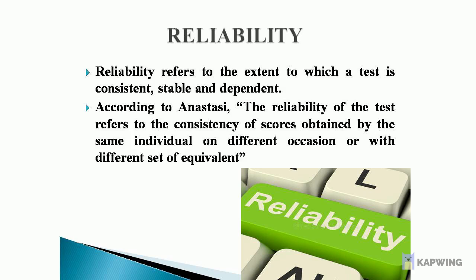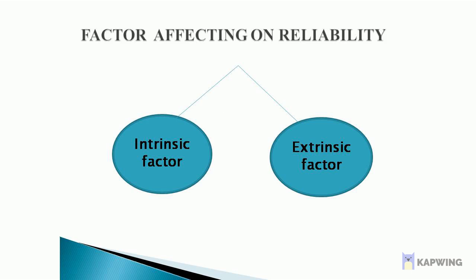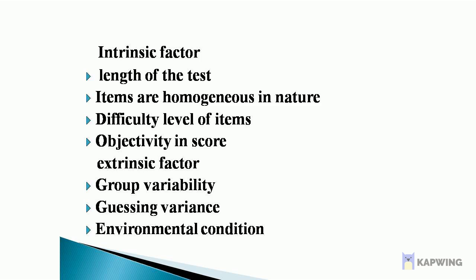Factors affecting reliability. So the first are intrinsic factors and extrinsic factors. Intrinsic factors: the first one is length of the test. Length of the test also affects the reliability. Items are homogeneous in nature. The nature of items also affects reliability. If the test items are homogeneous in nature, the variable which is used to measure can be measured more accurately. It increases reliability and vice versa.